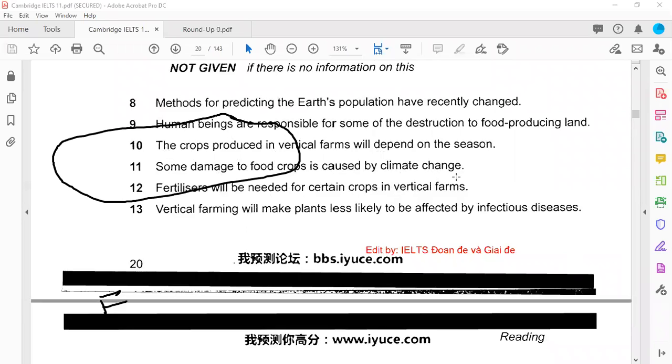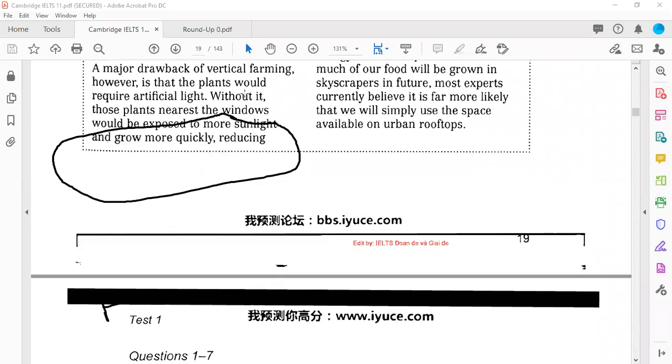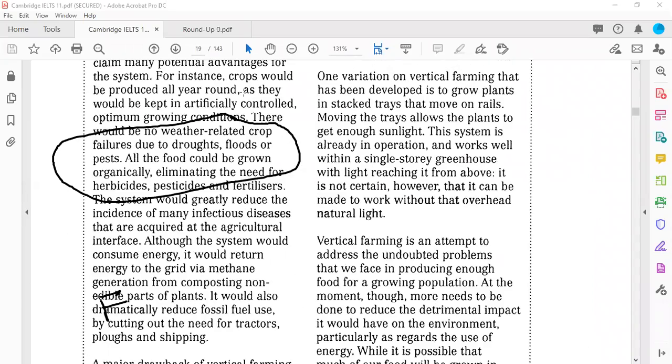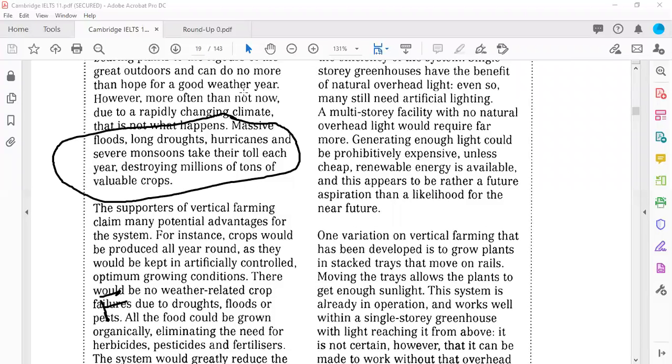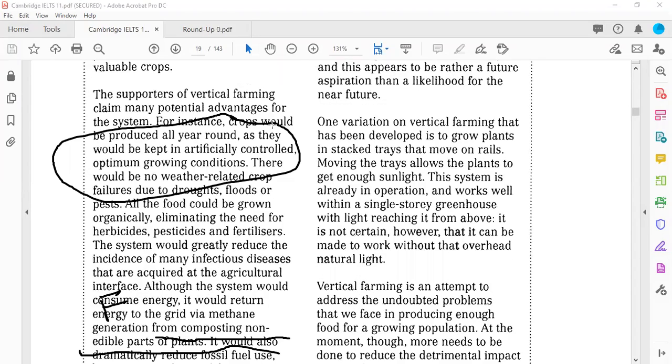Fertilizers will be needed for certain crops in vertical farms. True or false? Fertilizers, compost to help the plants, plant food. Will it be needed? Will we need pesticides? Eliminating the need for herbicides, pesticides, and fertilizers. False. We will not need it.